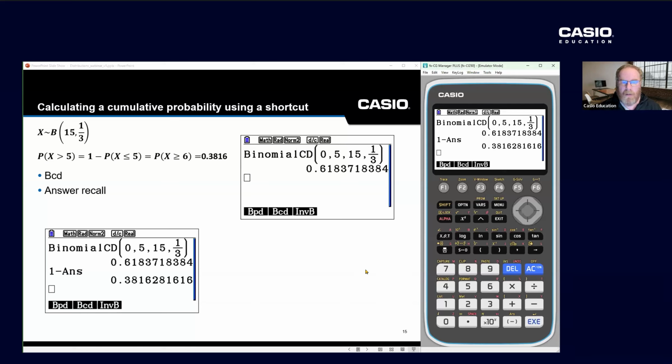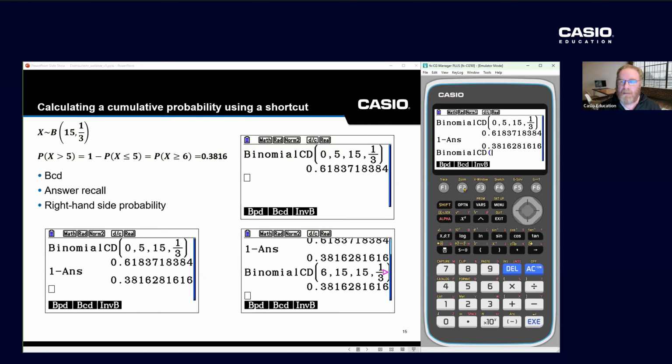So this is now the probability that x is 6 or more. As you may have figured out, if I can do a cumulative probability calculation between bounds, instead of between 0 and 5, why don't I do it between 6 and 15? So this is now a right-hand side probability calculation. Let's do a BCD between 6 and 15 instead. My n is 15, and I'll do 1 divided by 3, just to show I can use a calculation.